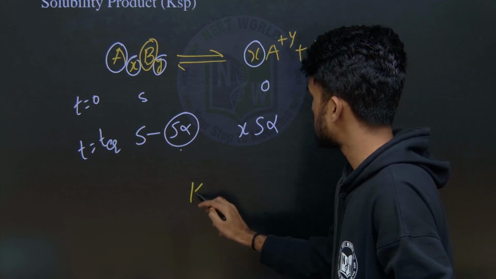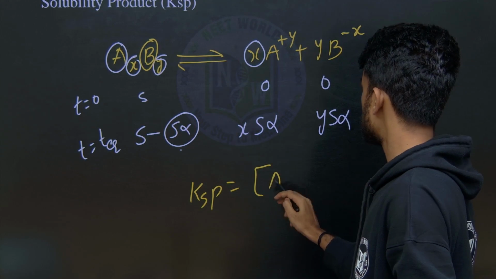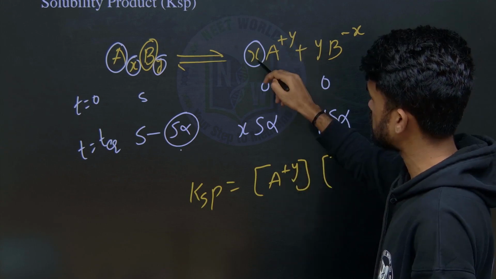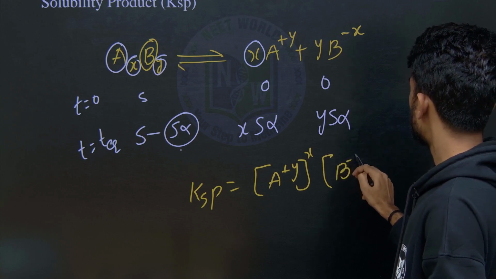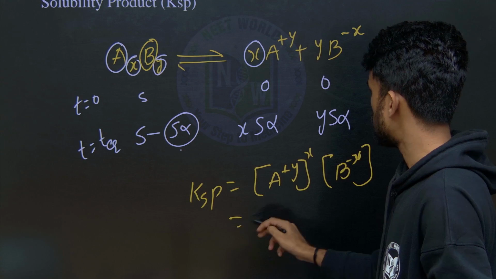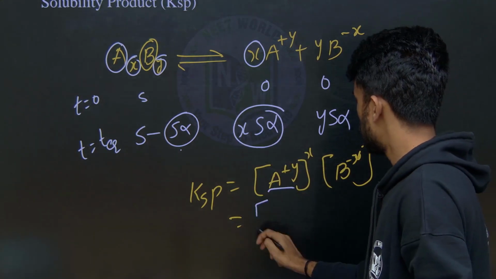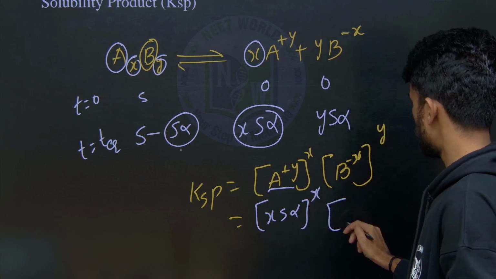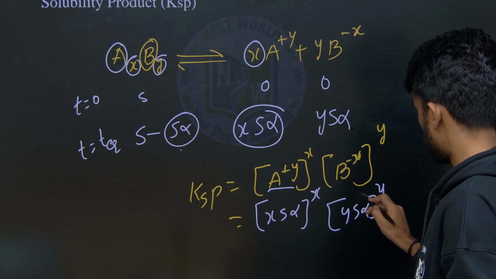So I can write the solubility product, which means the product of the ions after getting solubilized. This is a cation, and what is its coefficient? X, write it in the power terms. This is an anion, what is its coefficient? Y. So what is the value here? X S alpha power X, next here Y S alpha power Y. Like this we should write.